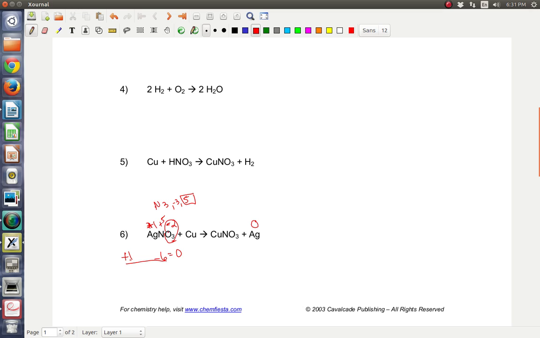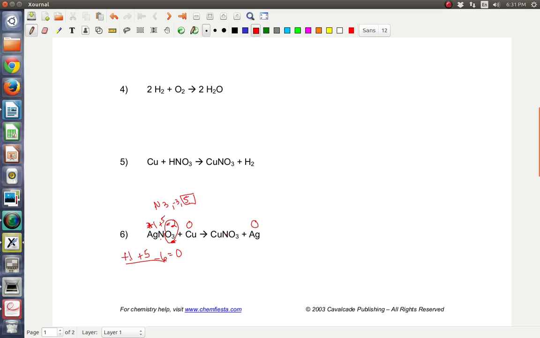Silver is a +1, oxygen is a -2. There are 3 oxygen atoms. -2 times 3 is a -6. When I add it all together, it has to equal 0 because of the zero sum rule. So nitrogen, since there's only one of them, has to be a +5 so that when I add that together, I get 0. So there's my oxidation states in the silver nitrate. Copper right here is all by itself, so that's a 0.